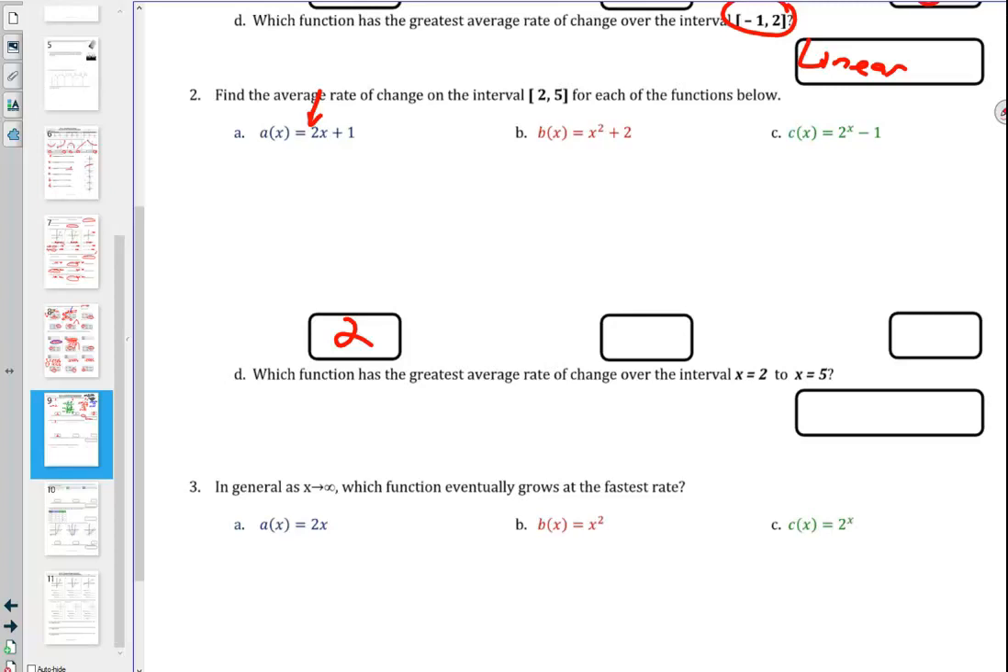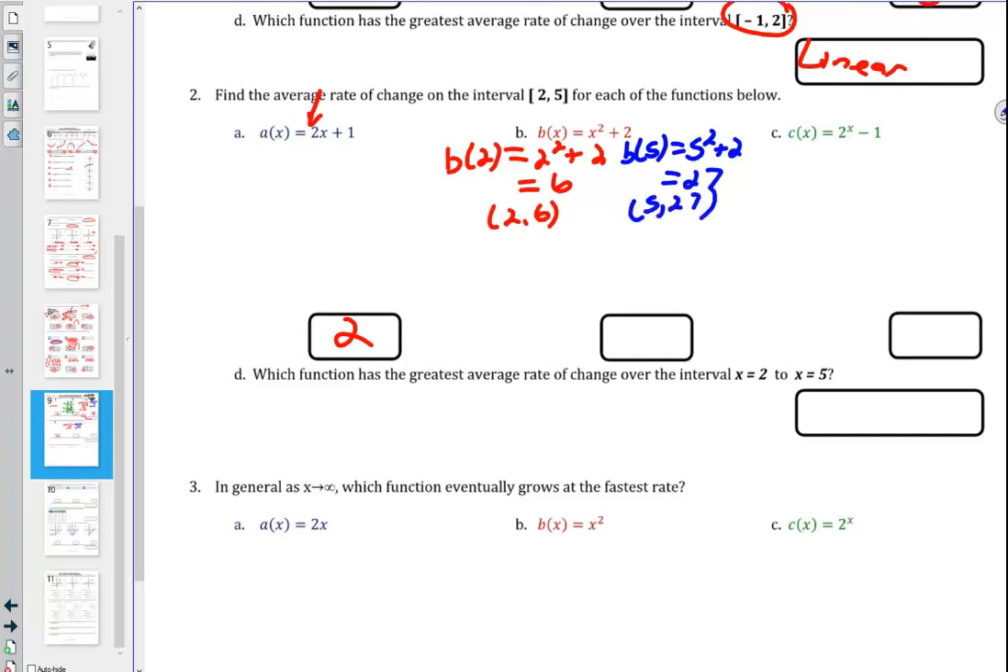For these 2, you have to plug in. First, I'm gonna plug in a 2 and then a 5. So let's plug in B for a 2. What's 2 squared plus 2? It's gonna be 6. So 2 comma 6 is a point. Then let's do B at 5, which is 5 squared plus 2. 5 squared plus 2 is 27. So 5, 27 will be here. When I do that slope, 6 minus 27 over 2 minus 5, that gives me negative 21 over negative 3, which is 7. That slope is 7.